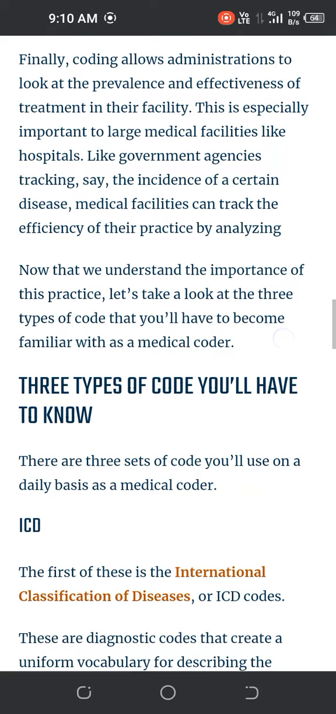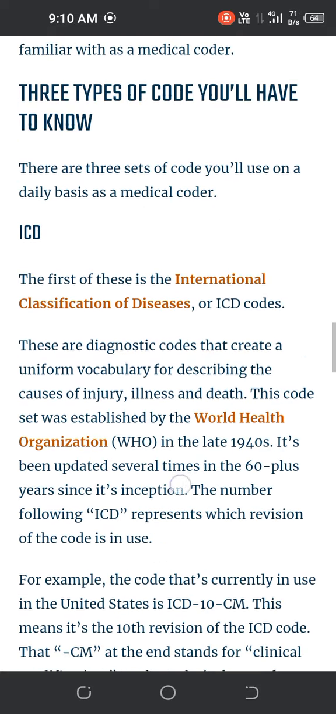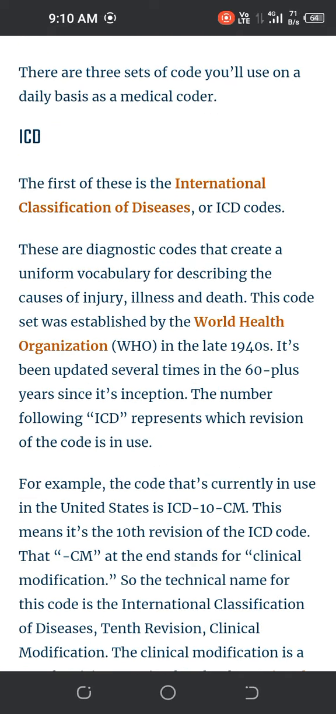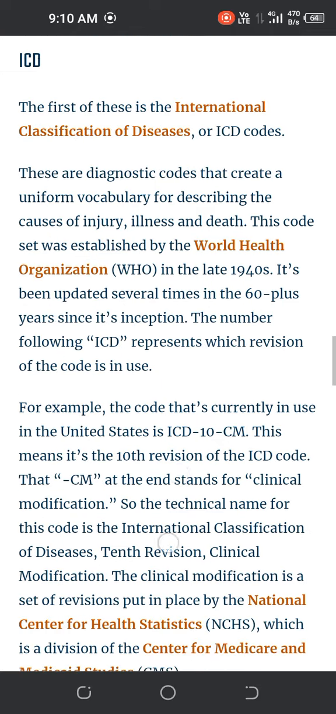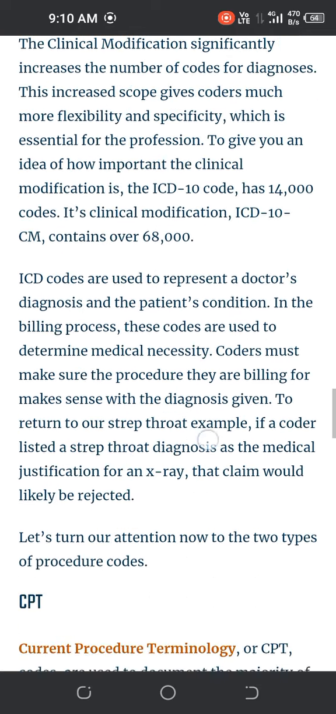So here is more detail about this. Three types of code you'll have to know. ICD. The first of three is the International Classification of Disease, or ICD codes. So this is the information about ICD code.